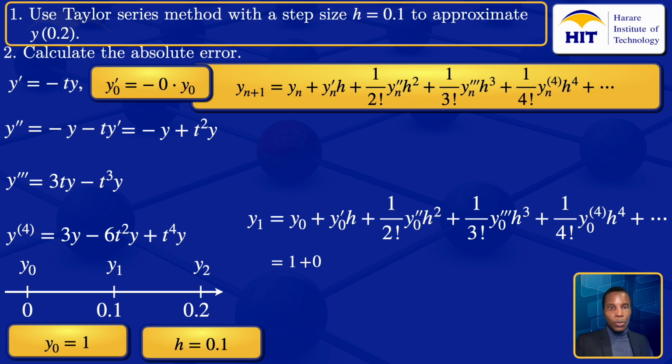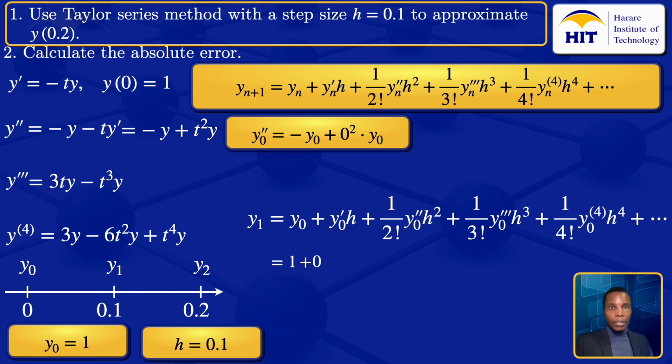Then we go on to this part where we have y double prime naught. For y double prime naught, we get it from this equation here. So y double prime equals minus y naught plus 0 squared times y naught, because we are evaluating at t equals 0. This simplifies to minus y naught, because the part with 0 gives us 0. So what remains is minus 1. So we write plus a half multiplied by minus 1 times 0.1 squared. I substituted the value for h there, which is 0.1.